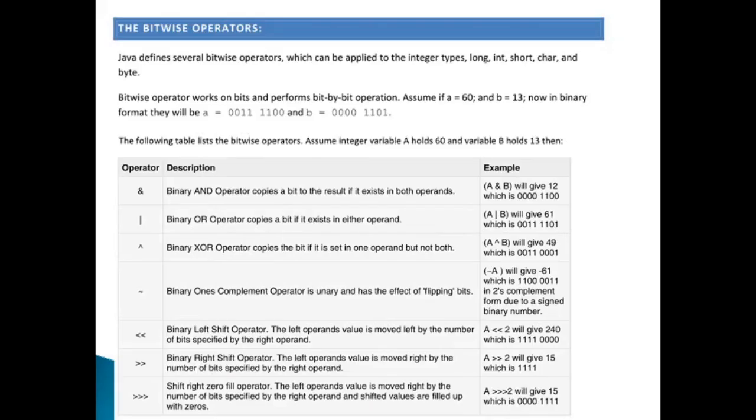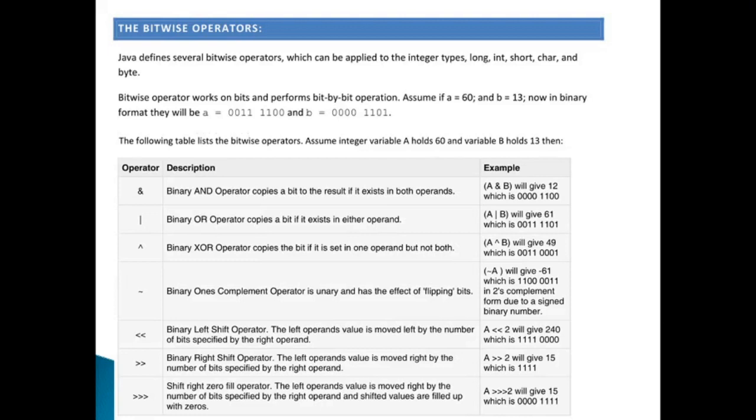Now another important operator is the bitwise operator. In fact, it is a collection of many operators. These are known as bitwise operators, and Java defines several of them. Bitwise operators can be performed on long, int, short, char, and byte data types. This is important: not every data type supports bitwise operators.